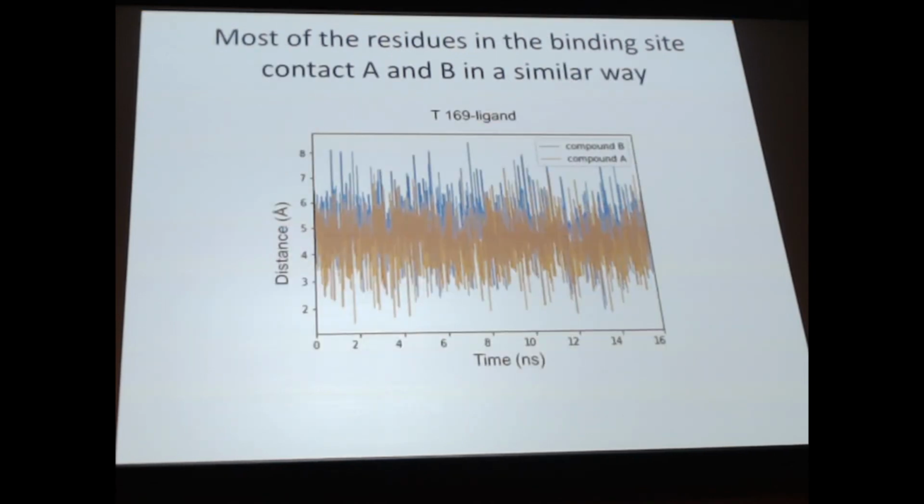So if we evaluate the interactions of A and B in the binding site, let's take, for example, threonine 169. We can see that the distance between the carbon beta of the side chain of threonine 169 and each of the ligands A and B is almost the same. And this is the case for most of the residues interacting with A and B in a similar way in the binding site. However, we found some exceptions that may explain the better affinity of compound A.